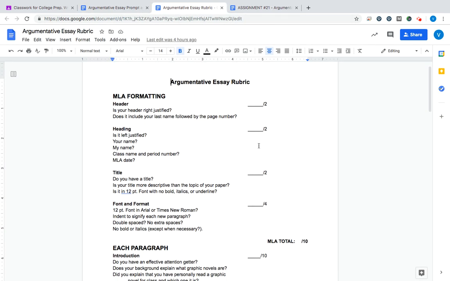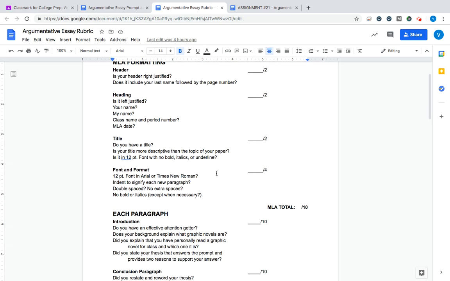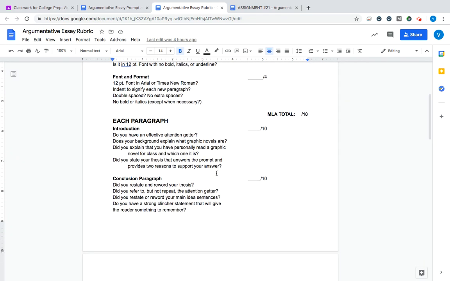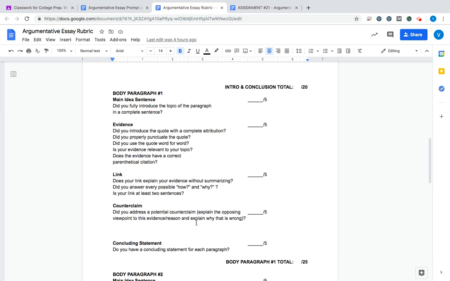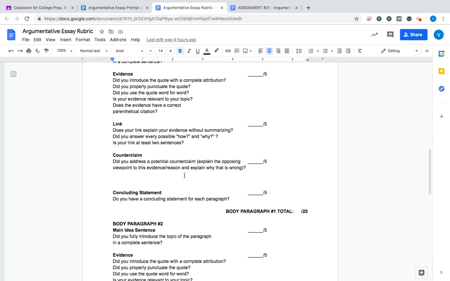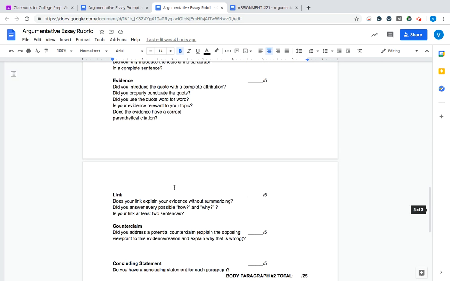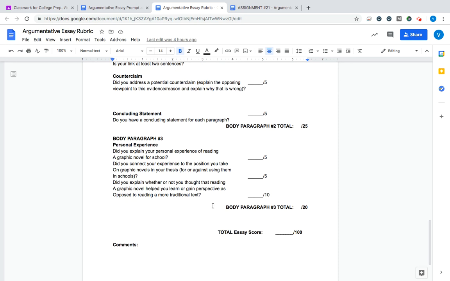The rubric is here as well. 10 points are going to be strictly for formatting, so once again, another little bit of a cushion. 10 points for the intro paragraph, 10 points for the conclusion paragraph based on the things that we talked about in the prompt. Body paragraph 1, 25 points, based on our use of evidence, our ability to explain that, and our ability to identify and counter our opposition. Same thing in our second body paragraph, another 25 points, and then the last 20 to equal 100 total for the paper would be your body paragraph number 3, just talking about your personal experience, making sure we explain ourselves clearly. And that would be that. So that is the rubric.